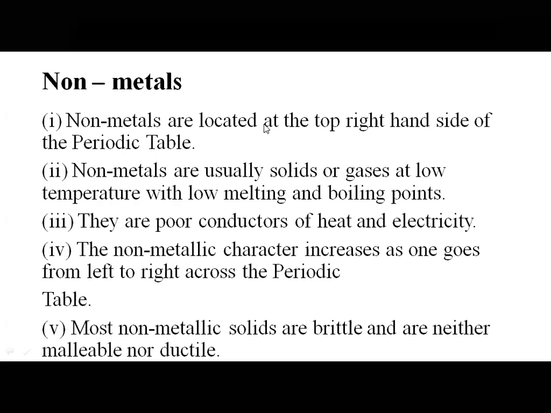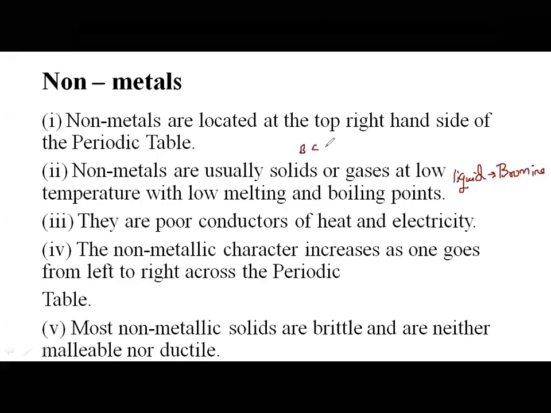Non-metals. Non-metals are located at the top right hand side of the periodic table. Non-metals are usually solids, or they are gases at low temperature, with low melting and boiling points. But there is a non-metal which is also liquid at room temperature, and that is bromine. Otherwise they are solids or gases.